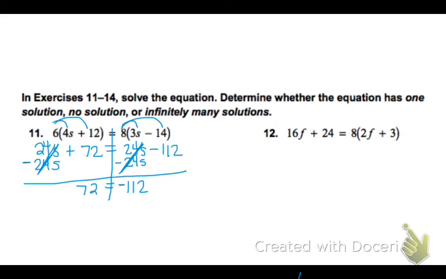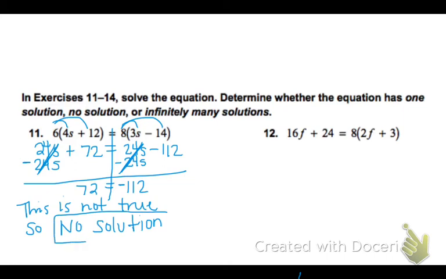If I did, and I subtracted 72 and moved them to the right, I would have 0 is equal to, like, what, negative 184? And that's not true, but neither is 72 equal to negative 112. So because this is not true, right? We can say this is not true, so we would write no solution. So you don't have to write all the words, this is not true. I just did it for your notes so that you could know why we said that this is no solution.